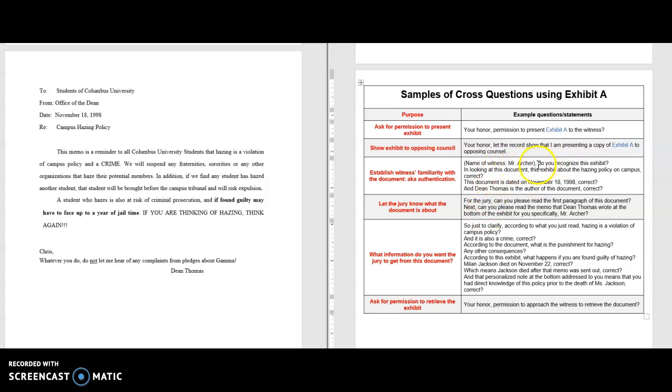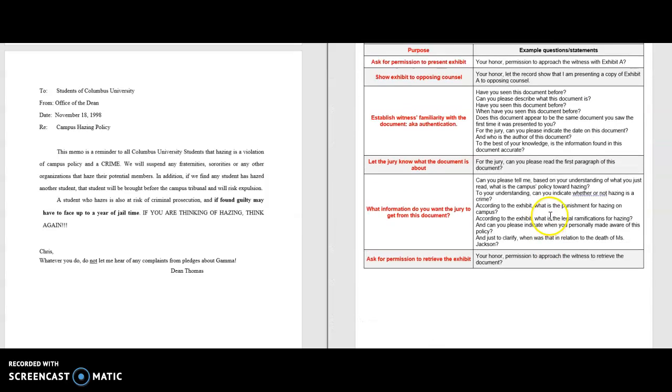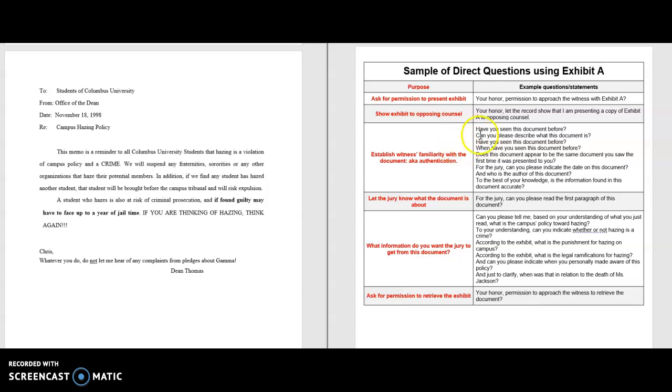Notice here we have, do you recognize this exhibit? Now, in this case, the name of the defendant is Mr. Archer. So we're asking him to recognize this exhibit. Whereas in the direct examination, we ask, have you seen this document before? This is a narrative question.